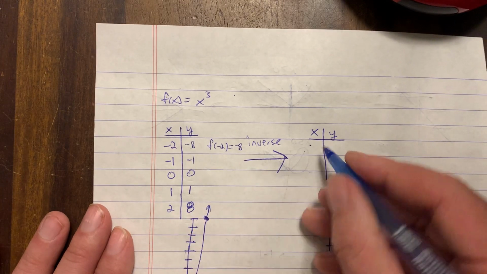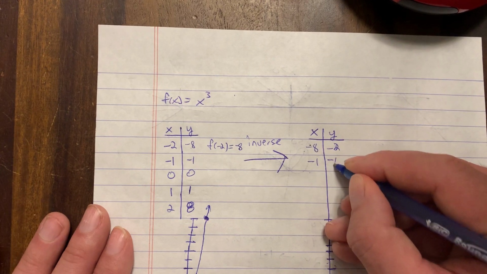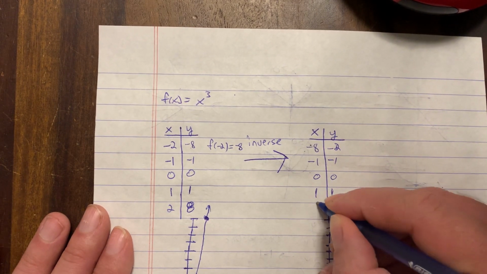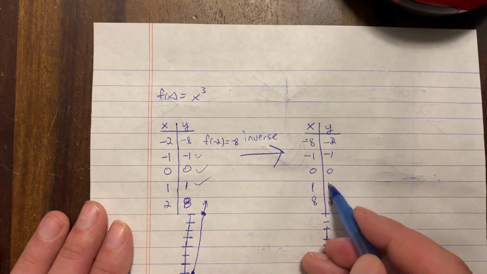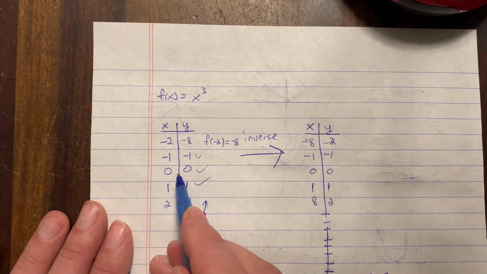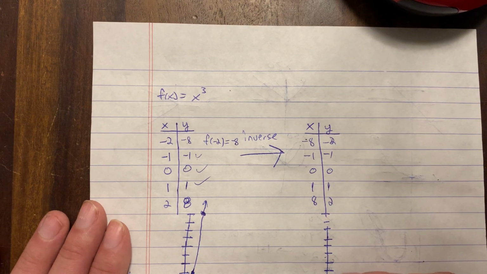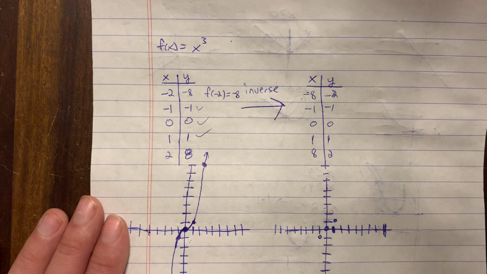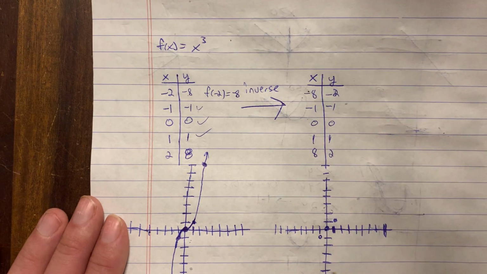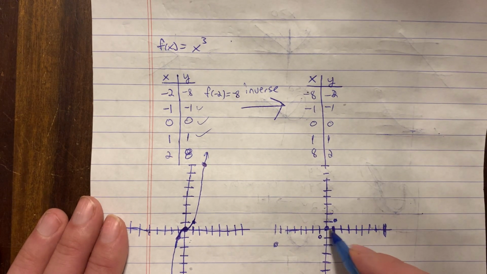Let's see that here. When we switch the x and the y values, we'll get (-8, -2), (-1, -1), (0, 0), (1, 1), (8, 2). Notice that 3 of the points are the same in both the inverse and the original function because they have the same x and y values. Remember, if the x and the y value are the same, when you switch it, it'll still be in those same points. So (0, 0), (1, 1), and (-1, -1) are the same as the 3 points on the original one, but what's different is this (-8, -2) and (8, 2).